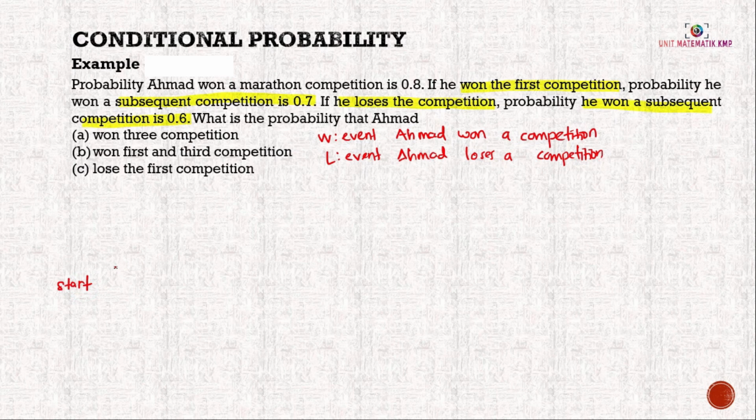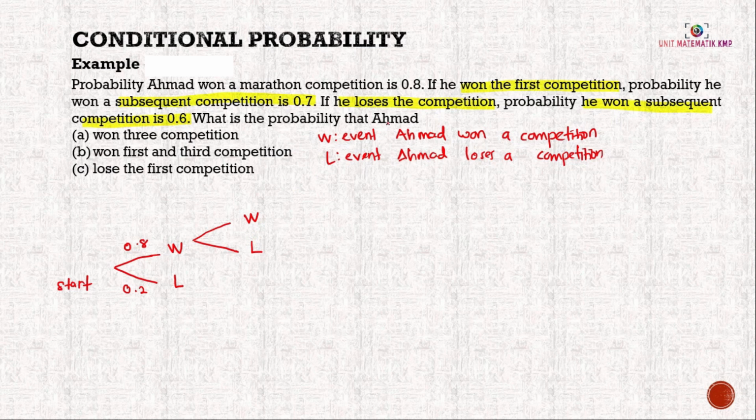Okay, so for the first competition, sama ada dia akan win or lose. Okay, so dia dah bagi ayat pertama ni, probability Ahmad won a competition is 0.8. So 0.8 dekat sini. So lose dia adalah 0.2 lah. So the total branch ni mesti 1. Okay, and then for the next competition, sama ada dia akan win ataupun lose juga.